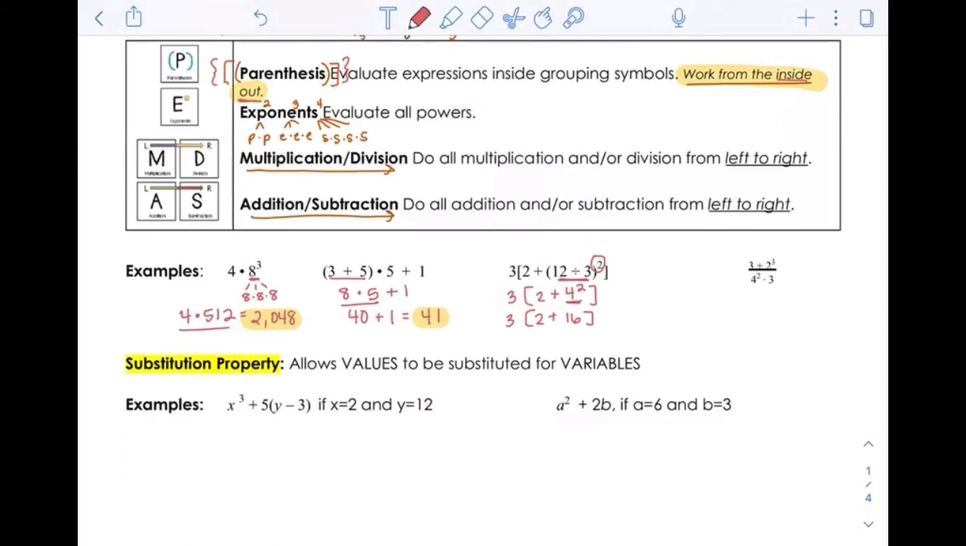So I'm going back to number 1, parentheses. I'm still not finished. I need to do this addition before I move on. 2 plus 16 is 18. And then that is times 3. Multiplication is implied here because there's no symbol. It's just a number with a parentheses. That means multiplication. So finally, we can do this multiplication. 3 times 18, and that gives me 54.